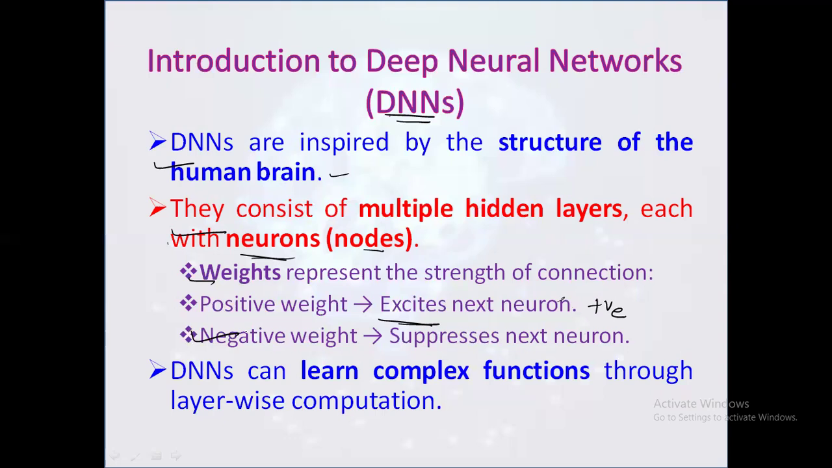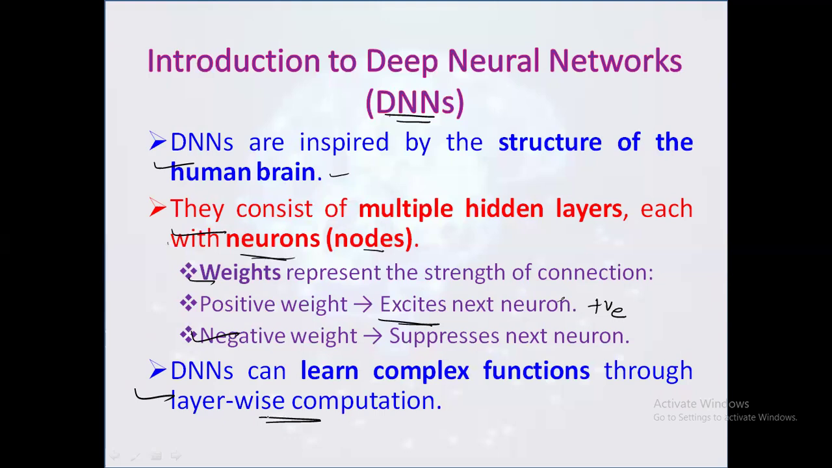Next, if the weight value is negative, that means it suppresses the next neuron. On the other hand, if the weight is negative, the activation of the previous neuron will inhibit or reduce the signal reaching the next neuron. This mechanism allows the network to perform both amplification and suppression of signals to model complex relationships. Next, DNNs can learn complex functions through layer-wise computations.